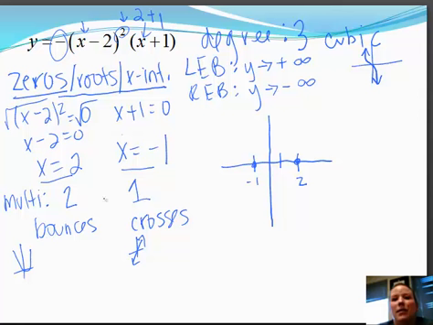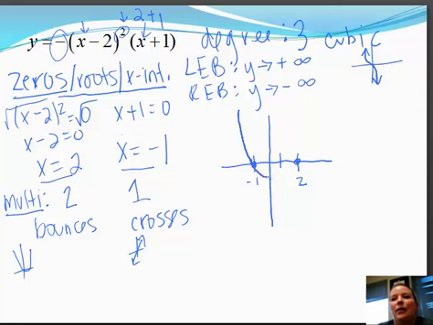Okay, that's how multiplicity works. It tells us whether it's going to bounce or whether it's going to cross. So now that I know all this information, I can sketch my graph. I know it needs to start up top, so it's going to come down, and it's going to reach negative 1, and it's going to cross because negative 1 only happens once. Then somehow I have to get back up to 2, so I can.